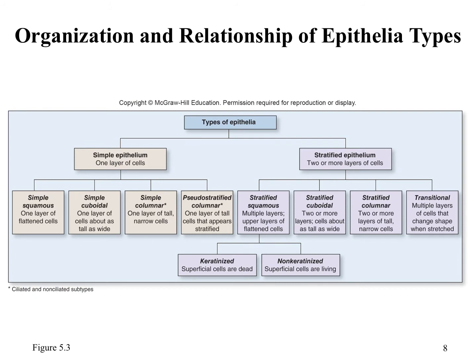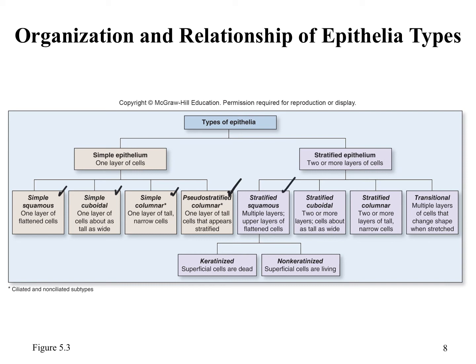Here's a flow chart. First off, we have simple or stratified, one or more layers. Simple squamous, we talked about: flat, one layer of cells. Simple cuboidal, one layer of cells that look like squares. Simple columnar, one layer of cells that look like rectangles. We talked about pseudostratified and stratified squamous, multiple layers of flat cells.